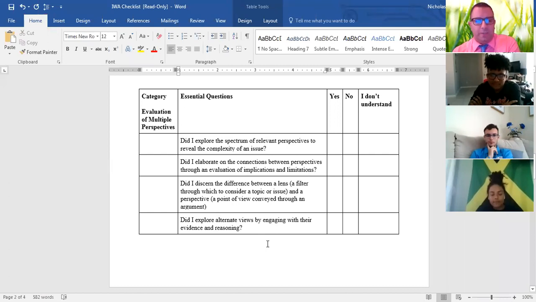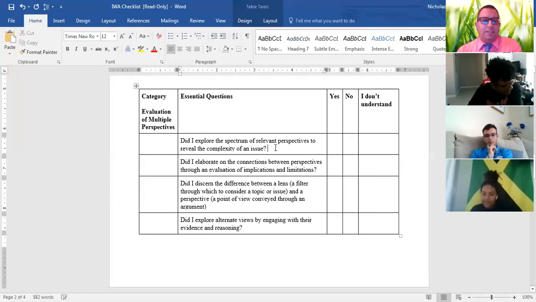This one here, I think, is where a lot of students tend to lose points because they don't consider multiple perspectives, okay? So if you're going to go through this document, this is a category that I would pay special attention to, which is evaluating multiple perspectives, okay? Are you getting into the complexity of the issue? Are you elaborating on the different perspectives, okay?